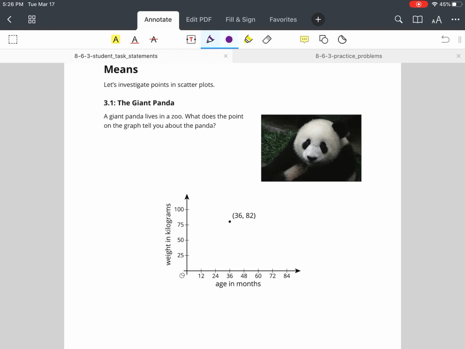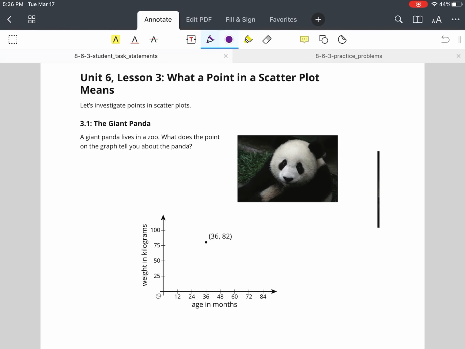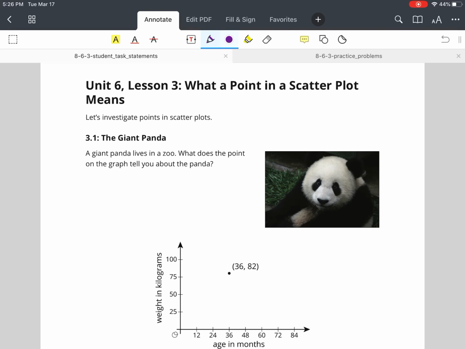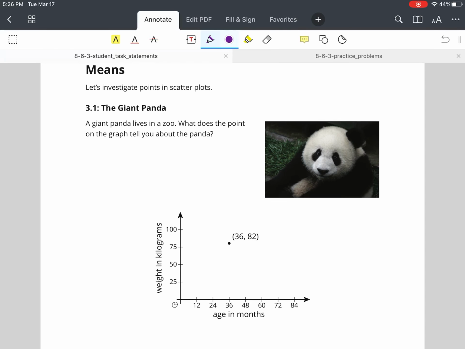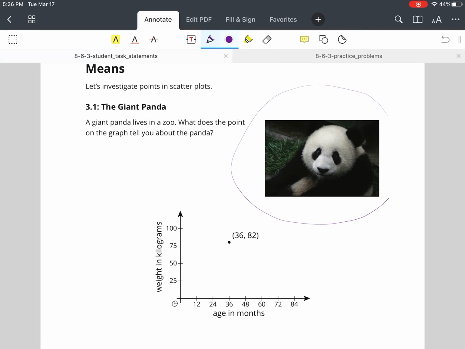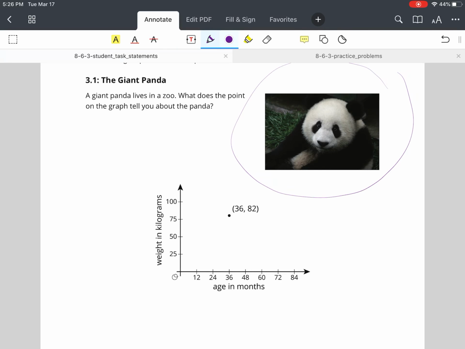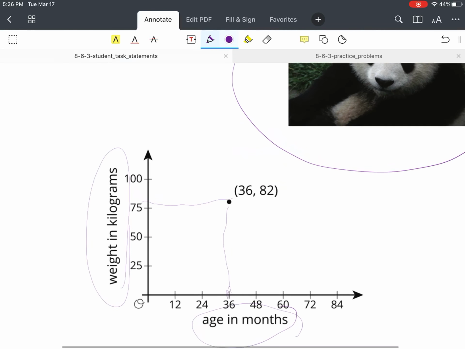All right, so for today's lesson, we're going to be looking at Unit 6, Lesson 3, what a point in a scatter plot means. So here we have this happy panda. Giant panda lives in the zoo. What does the point on the graph tell you about the panda? Well, the x-axis represents the age in months, and the y-axis represents the weight in kilograms.